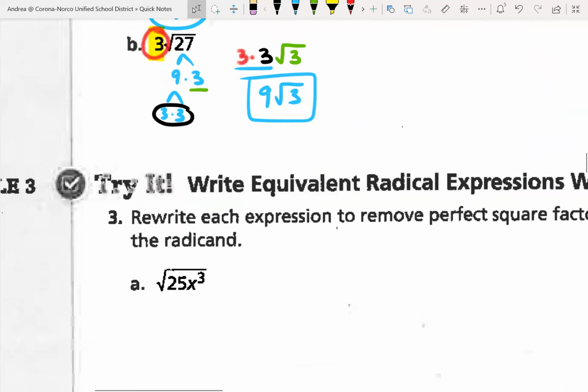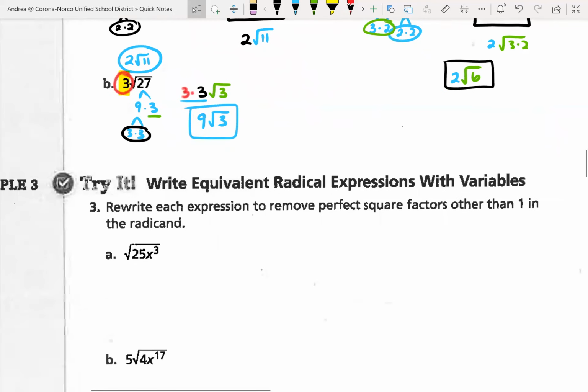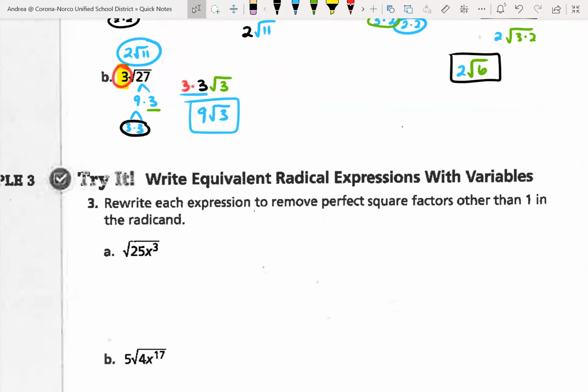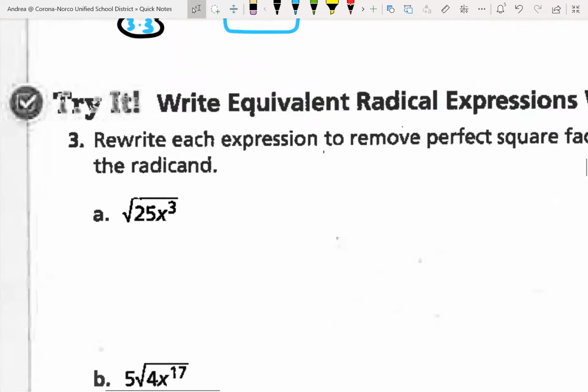Okay, now we're going to get some variables involved. Okay, we're going to rewrite it to remove perfect square factors other than 1 and the radicand. Okay. So let's worry about this. There are 2 different ways to deal with our variables. I'll show you both ways. First of all, do we know the square root of 25? Yes, right? 5 times 5 gives me 25, so the square root of 25 is 5.